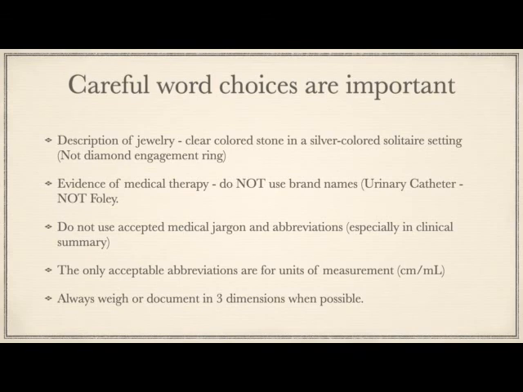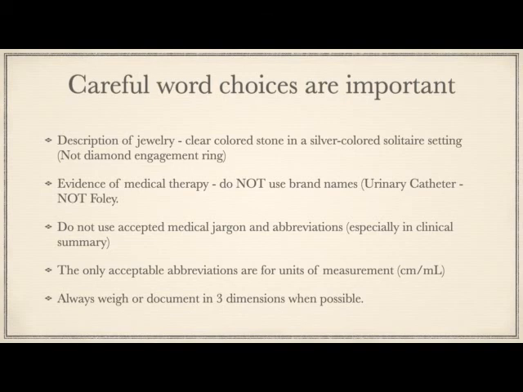Like I said, careful word choices are important. When you describe jewelry that is included with the body, you want to always use very descriptive words. So you want to say something such as clear colored stone in a silver colored solitaire setting, not a diamond engagement ring. You are not a jeweler. You are not an expert in jewelry. You do not know if this is a diamond or if this is not. So you want to be very descriptive as to what is present, but you do not want to make assumptions as to what it is.